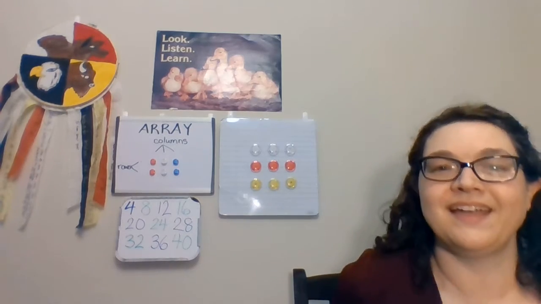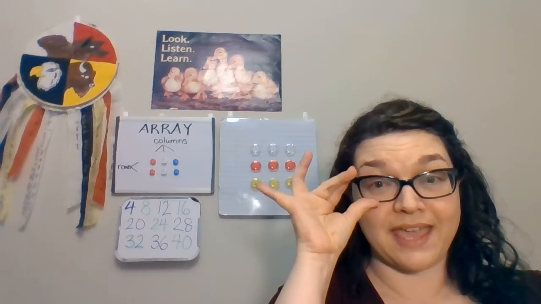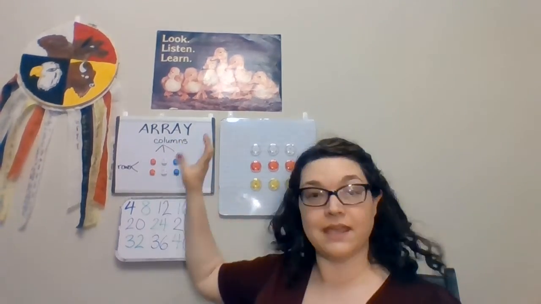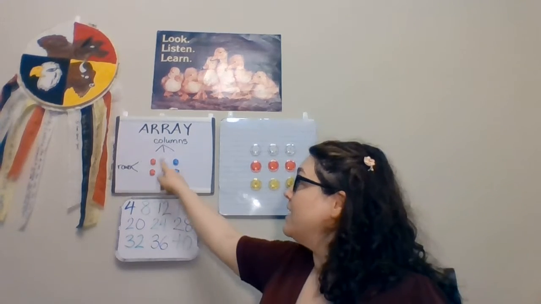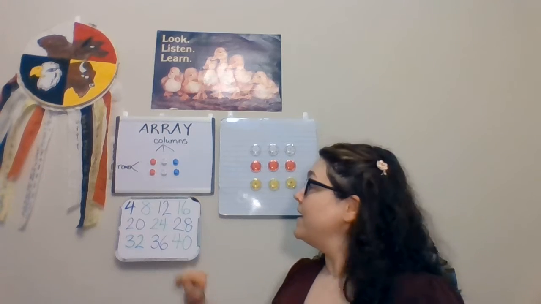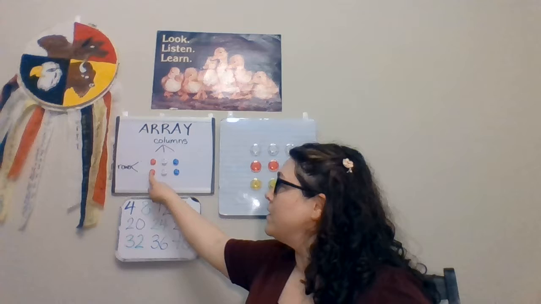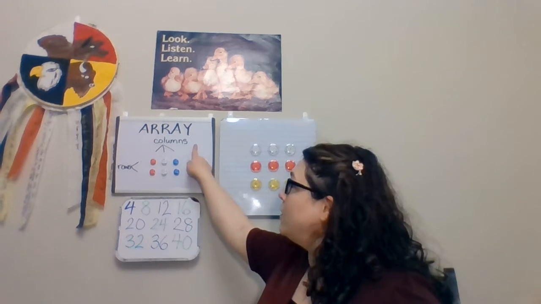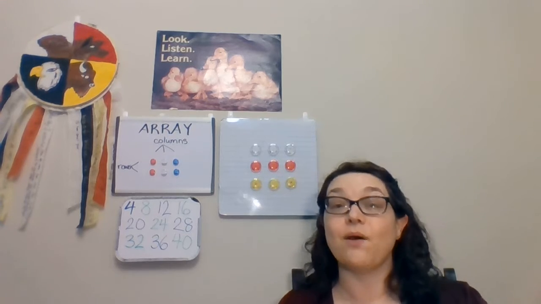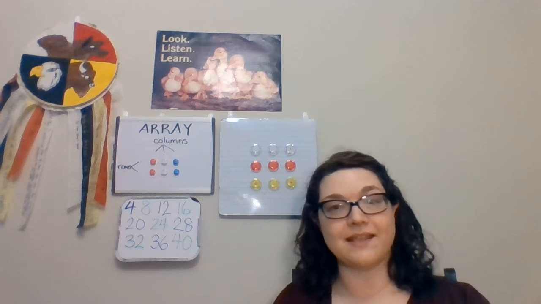There we go. All right, let's get back to arrays. Now, yesterday I gave you some new vocabulary. For our purposes, an array is organizing objects into a rectangle and making even rows and columns. Now, if you'll remember from yesterday, rows are lines that go side to side, and columns are rows that go up and down.